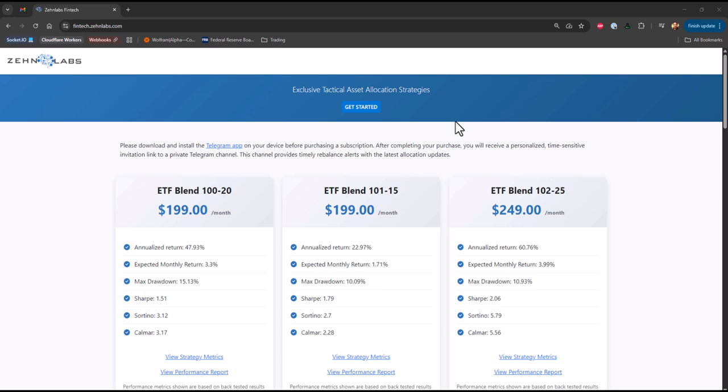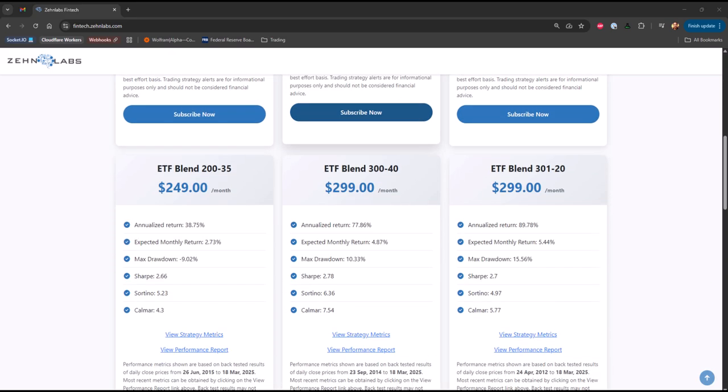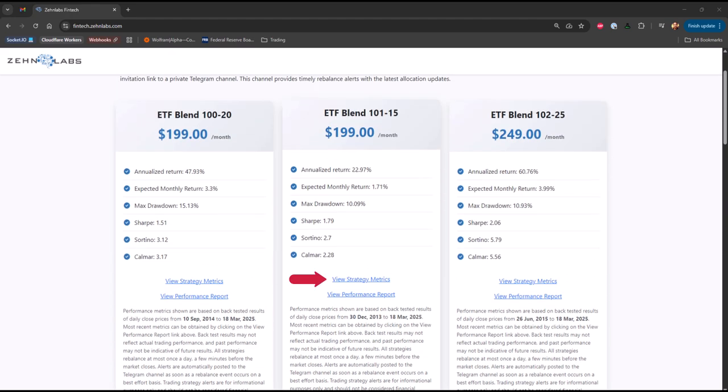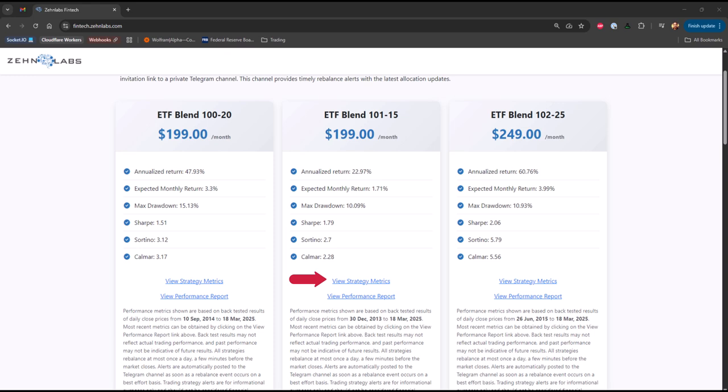You can view the list of strategies currently offered at fintech.zehnlabs.com. Each strategy shows some basic performance metrics as well as the pricing. For each strategy, you will see links to two different kinds of reports. A strategy metrics report that gives you details about what assets the given strategy trades, generally how often the rebalances occur, and other metrics around the execution and management of that strategy. Then we have a performance report that tells us within our analysis period how the strategy performed, including returns, drawdowns, and other essential performance metrics.